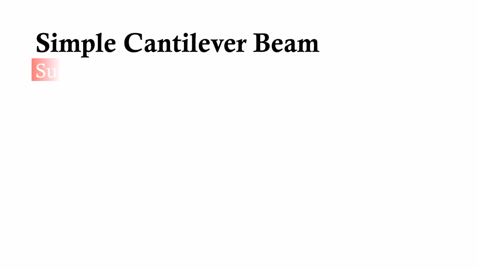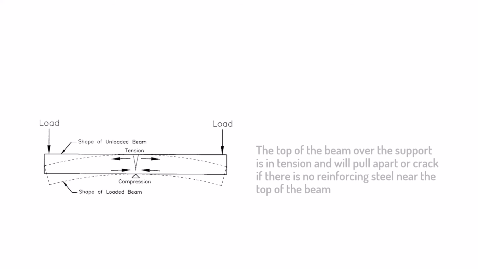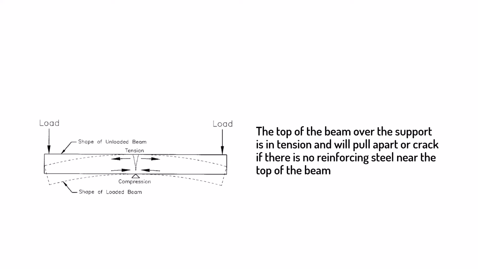Consider a beam that is supported in the middle and the ends are loaded, and it forms a cantilever beam. When you look, half of a section is being considered as a cantilever beam, such as a balcony. The top of the beam over the support is in tension and will pull apart or crack if there is no reinforcing steel near the top of the beam. So in cantilever beams, the tension reinforcement is provided at the top of the beam.